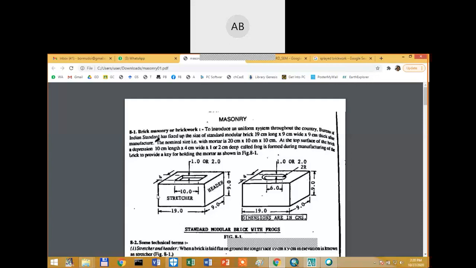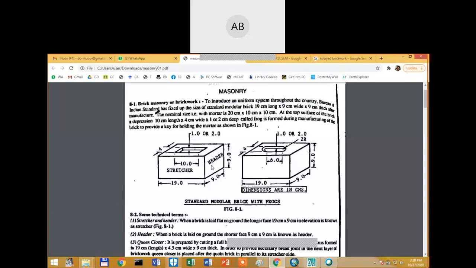So the brick's dimension is overall 19 by 9 by 9, and then we have the frog here, which is 10 by 4 by 1 or 2 centimeter. Here this brick is shown. Once the brick is covered with mortar, it should come to an overall size of 20 centimeter by 10 centimeter by 10 centimeter. That is when the brick is covered with cement or mortar. Otherwise it is 19 by 9 by 9.